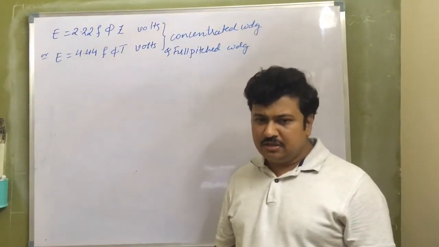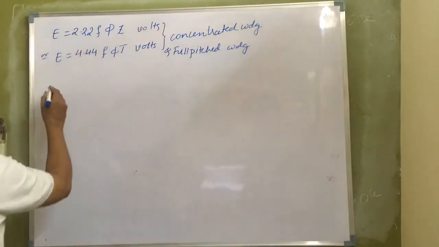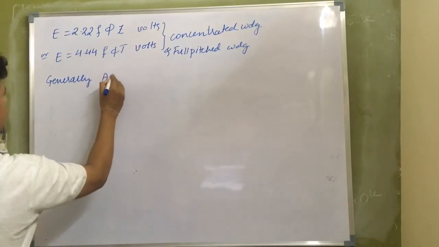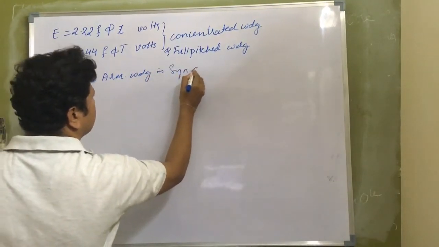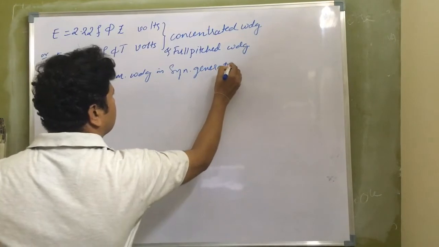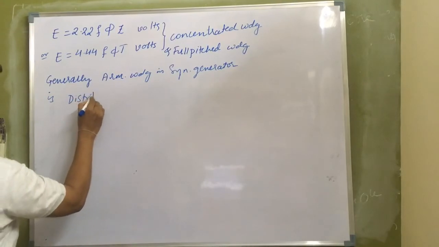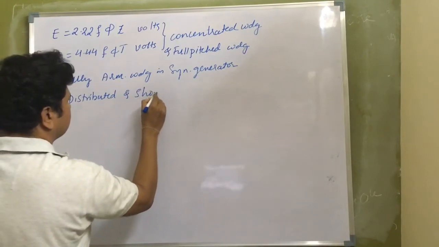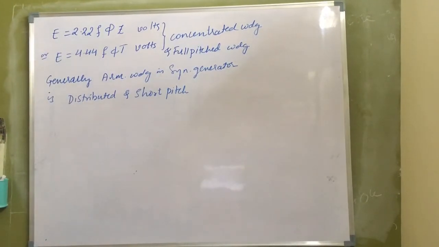Okay, so generally the type of winding we use as armature winding in a synchronous generator is distributed and short pitch. Generally it is distributed and short pitch winding. We don't use concentrated and full pitch winding.